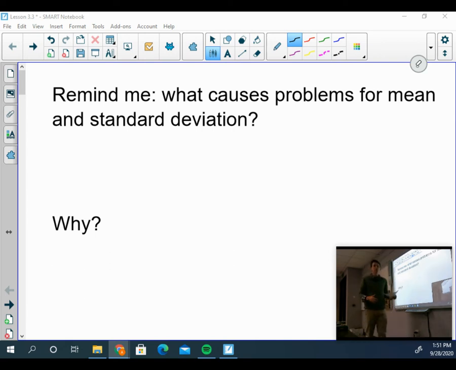In 3.3, we are going to continue looking at measures of spread, but specifically, we're going to look at measures of spread for data sets that have outliers. So think about this. What causes problems for mean and standard deviation? Well, I hope what's coming to your brain is what I just said, outliers, right?